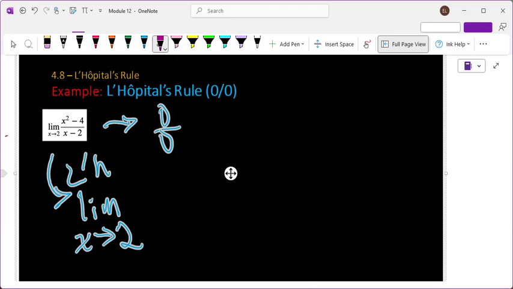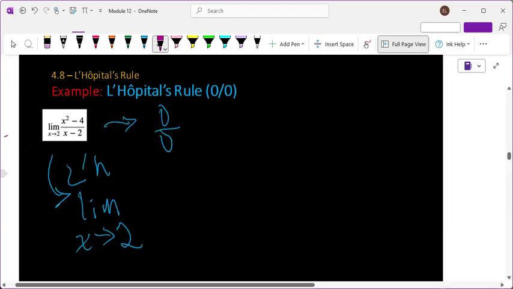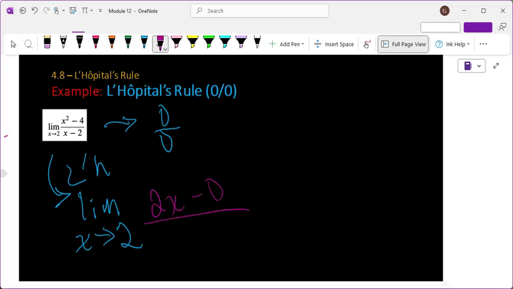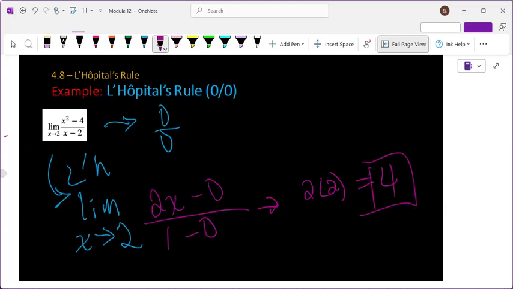You can still do that, but this is faster and works if it doesn't factor as well, or if it's not obviously factorable. So I take the derivative, that'd be 2x, and then minus 0 over 1 minus 0. So now I have the limit as x approaches 2 of 2x over 1. Now we plug in the number, we get 4. Same answer, but I didn't have to factor.